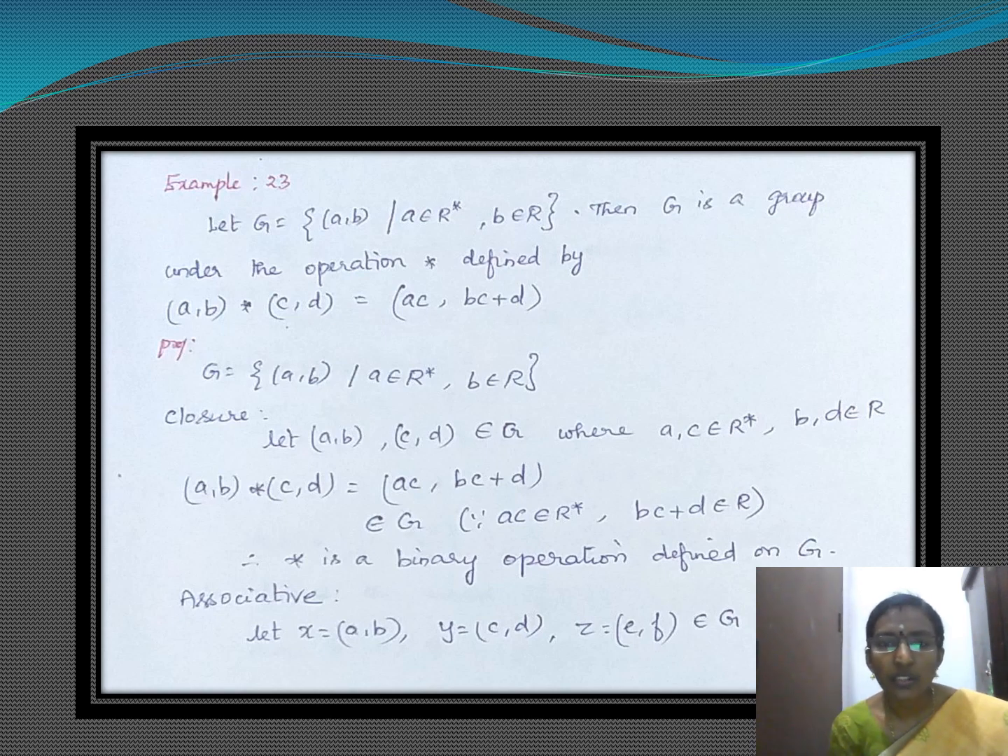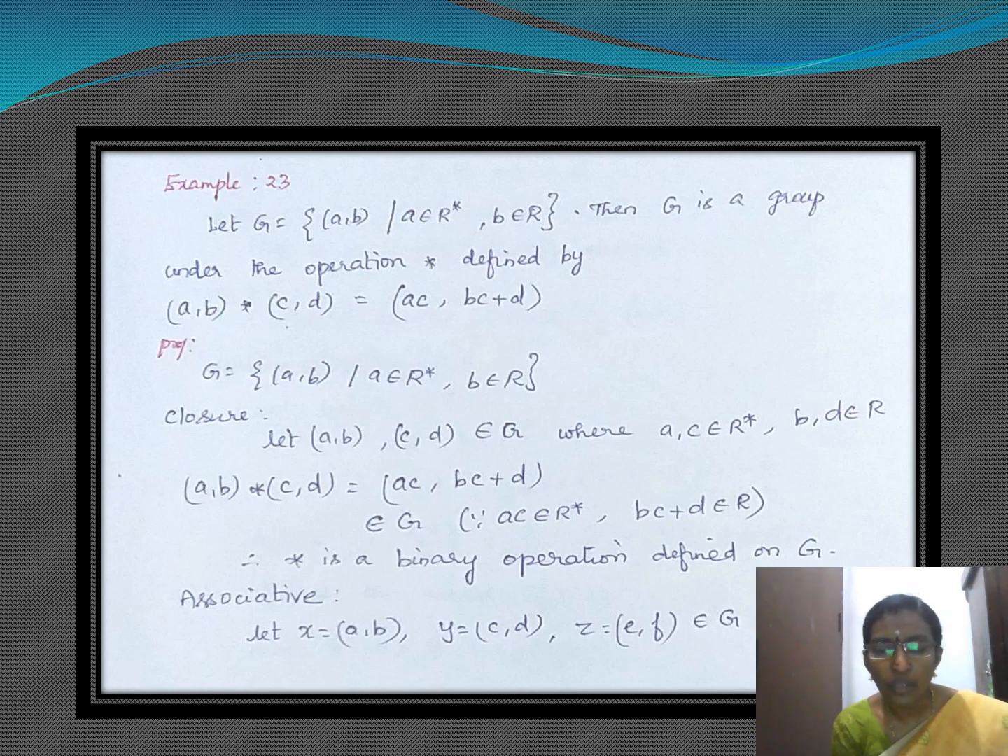Then next example. Here we take G equal to the set of all ordered pairs (a, b), where the first element a belongs to R star, the second element b belongs to R. Here R star is the set of all non-zero real numbers. This G forms a group under the binary operation star defined by (a, b) star (c, d) equal to (ac, bc + d). We are going to prove that under this binary operation star, this G forms a group.